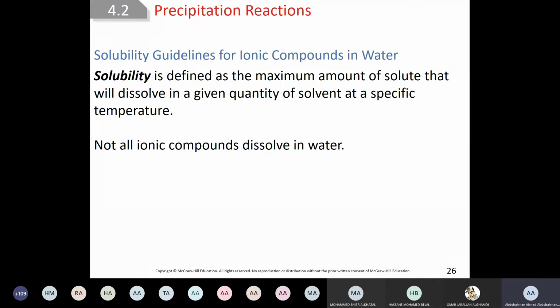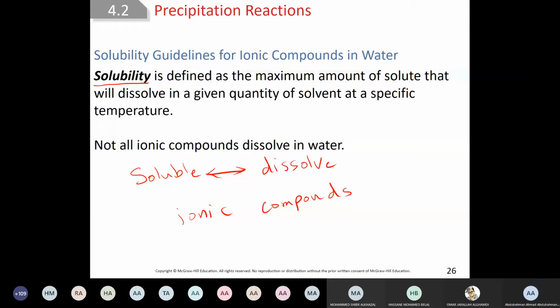Now, we want to learn what will dissolve, what is soluble. Soluble means dissolve, same meaning. We want to learn about ionic compounds. What do you mean by an ionic compound? It contains a cation and an anion. What's a cation? Plus one, a positive ion.